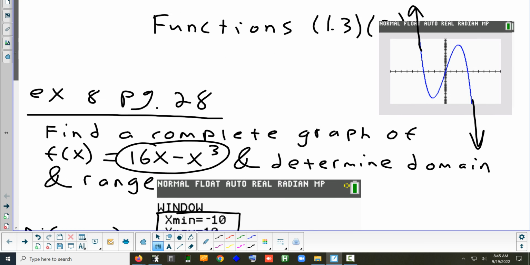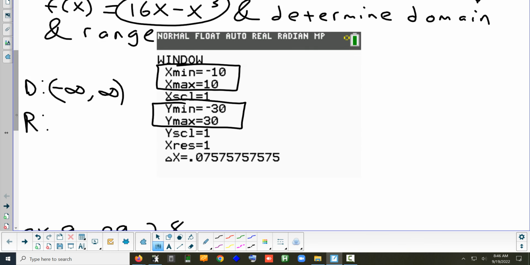Now the range. Range is how high and low the graph goes. How high and low does it look like this graph is going to go? Yeah, it just goes up and it goes down forever. So because it goes up forever and it goes down forever, and you never have to lift your pen while you're drawing it, that means you're going to go through every single value up and down. You're not going to miss any of them. So the range is also all real numbers.